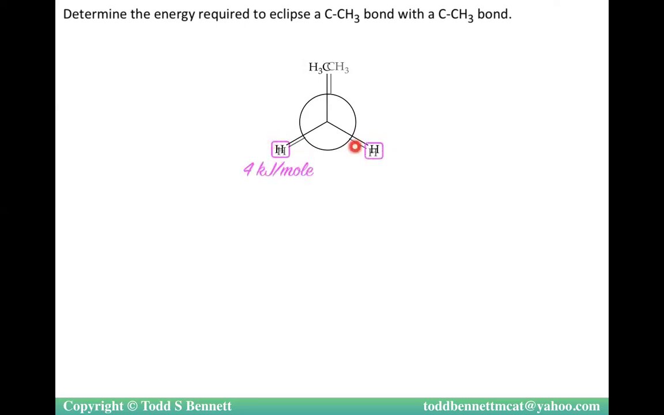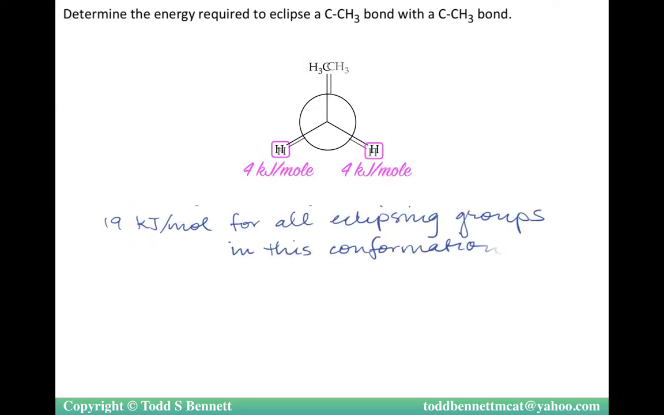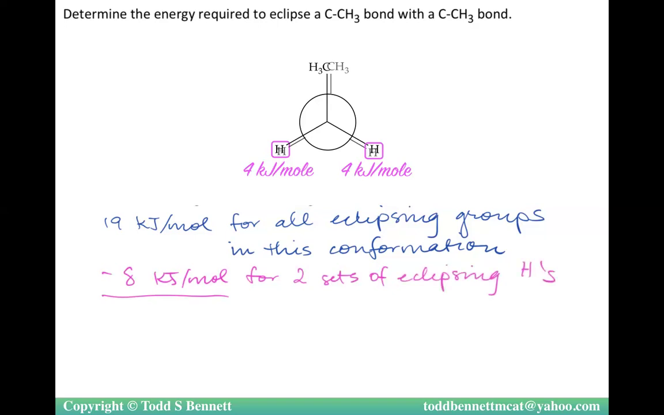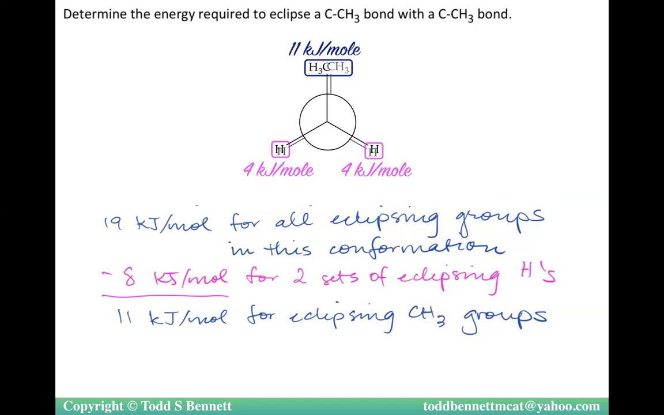Okay, so now we're going to determine the strength of an eclipsing group. So these I know are 4 and 4. Overall, this is 19, so that's from the graph. 19 minus 4, so 19 minus 8 is 11. So it's substantial. The amount of energy that you end up spending to get the 2 CH3s eclipsed is 11 kilojoules per mole. So eclipsing interactions, when they are thin like that, are very, very strained. So you do not want to have a structure overall eclipsed, and you don't want to have your bulkiest groups syn to one another. Okay, so hopefully the math is reasonable.